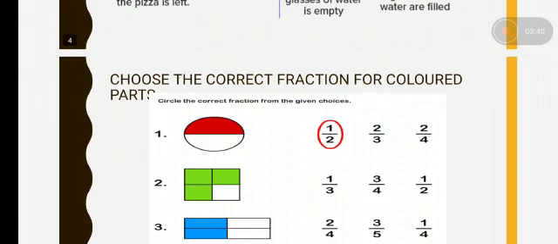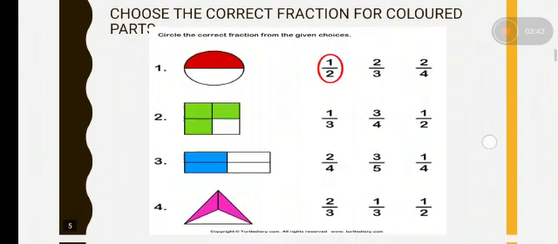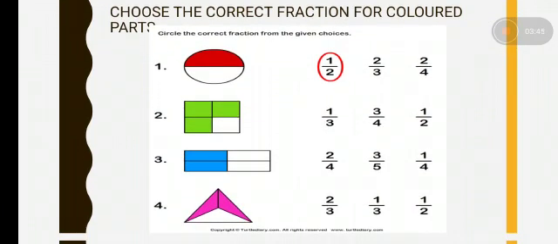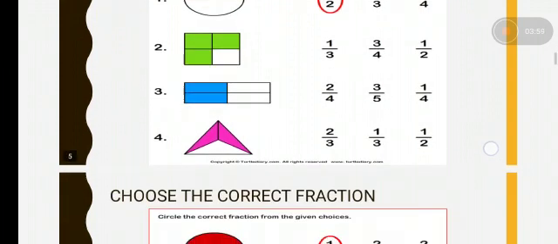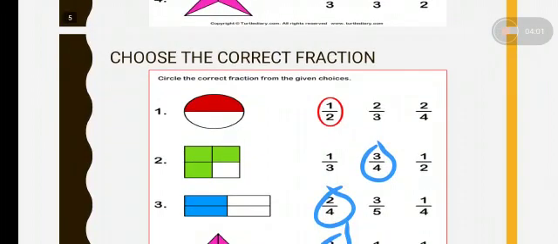Now let us see. Choose the correct fraction for the colored part. So the colored part is there and you have to find the proper match. So the first figure is 1 out of 2, so it is 1/2. In the second figure, there are 3 colored parts out of 4, so it is 3/4. Let us see the answers. Right, the answers are right.